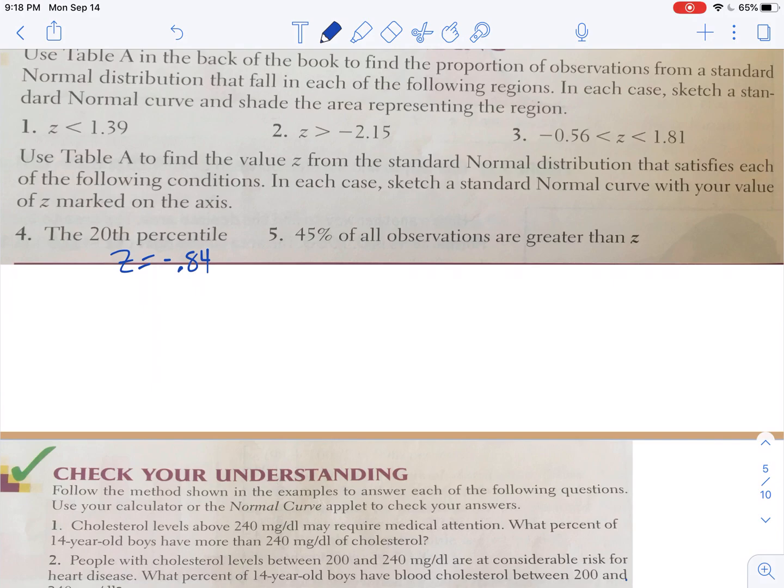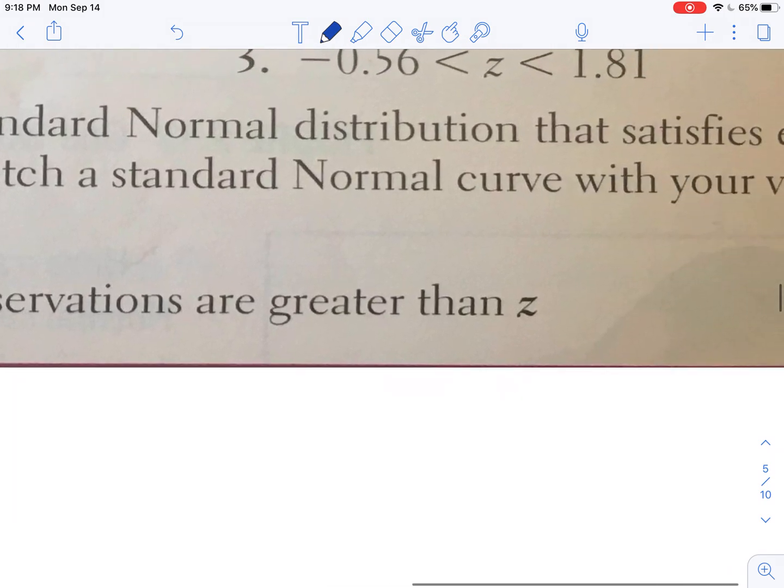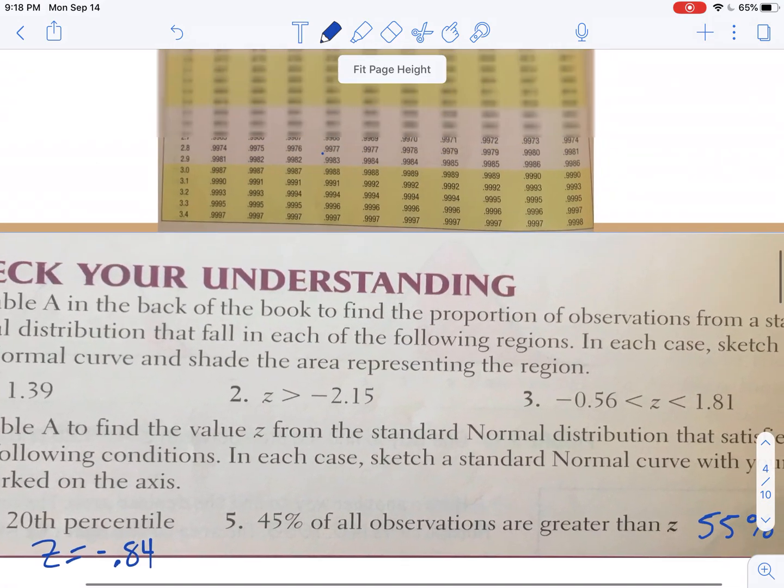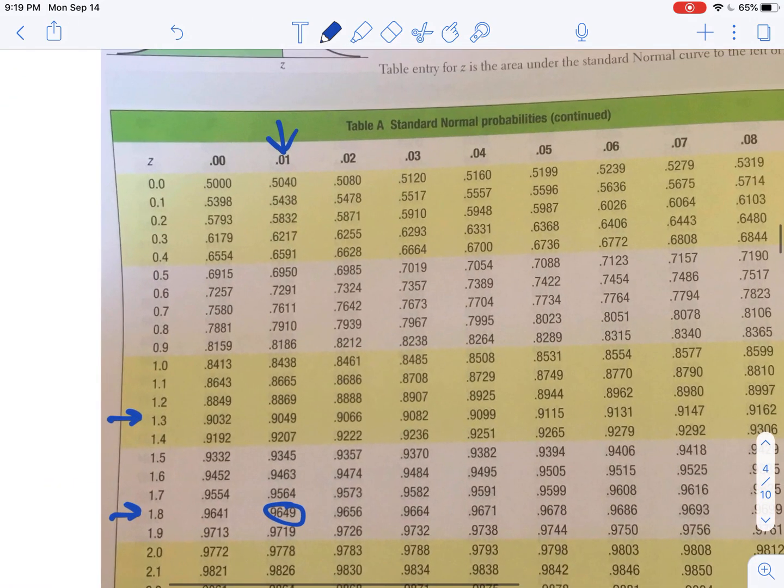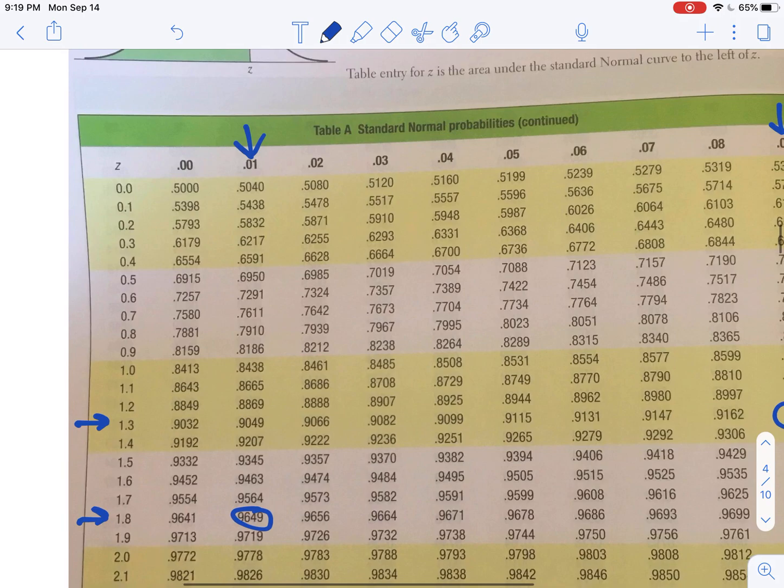45% of all observations are greater than z. If 45% of all observations are greater than z, that means I'm looking at the 55th percentile, because if 45 are greater than z, that means 55 are less than z. So I go up to my table and I start searching for the 55th percentile.